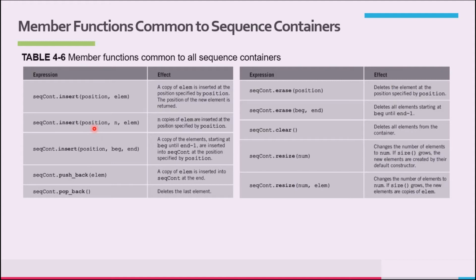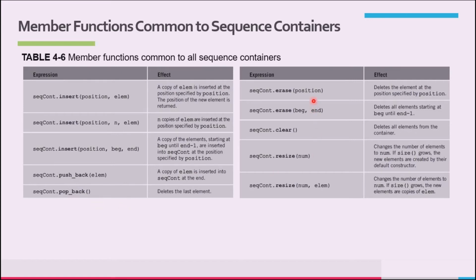You could go ahead and try this on your computer. seq_cont.insert(position, beg, end) means a copy of the elements starting at beg until end-1 are inserted into seq_cont at the position specified by position. Then seq_cont.push_back(element): a copy of the element is inserted into seq_cont at the end. Take note that push_back will insert the element at the end. Now seq_cont.pop_back is just the opposite of push_back. It deletes the last element.